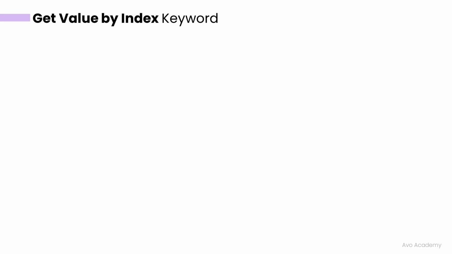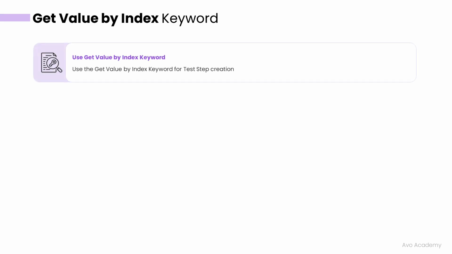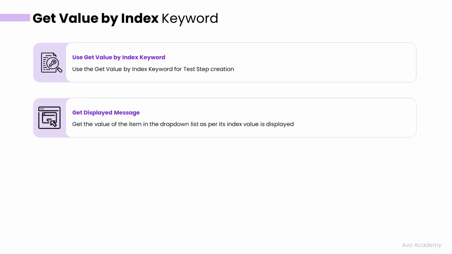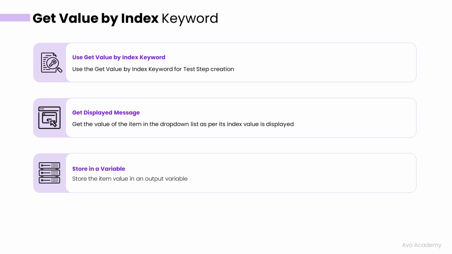In this video, you will explore how to use the getValueByIndex keyword in Avo Assure to get the value of an item in the drop-down list as per its index number, and store the item value in an output variable when automating SAP processes.